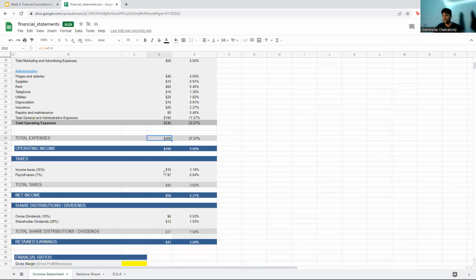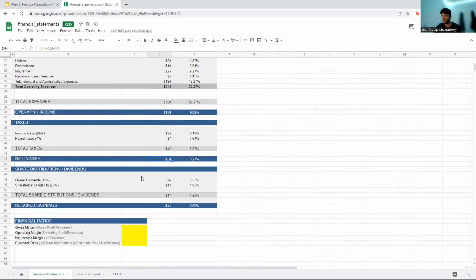Tax rate is 35%. So 35% of 100, that's 35 bucks that you pay to the tax man every year, or sorry, for 2021. Payroll taxes, that's an additional 7%. So you pay $7 out of that 100, not out of the 65, but out of the full 100. So that's 7 bucks. And you're left with $42 that you have to pay in taxes. And as a result, 100 minus 42, you have $58 of net income.